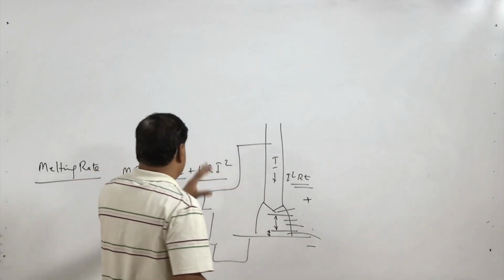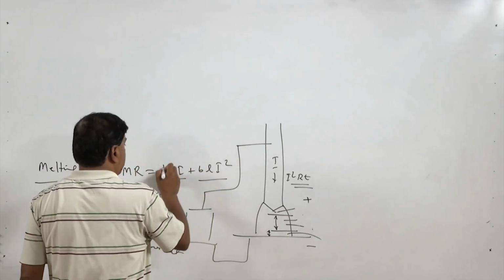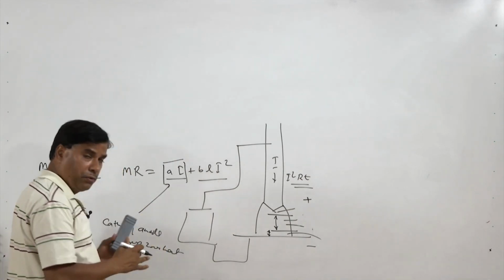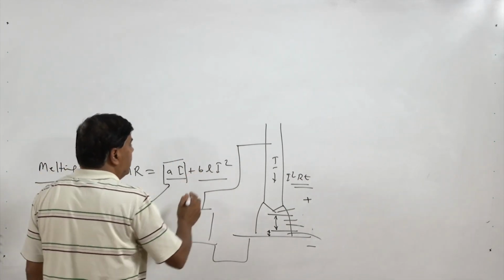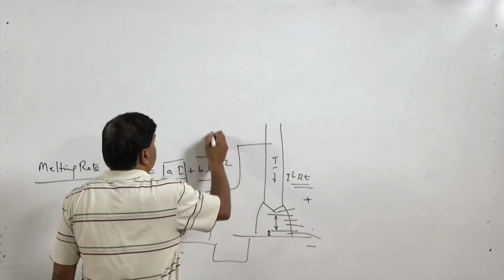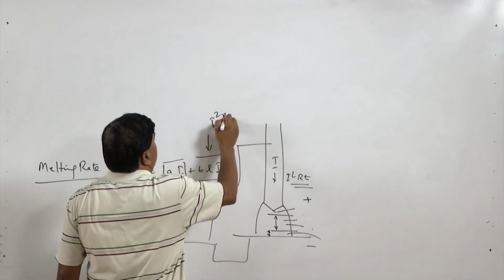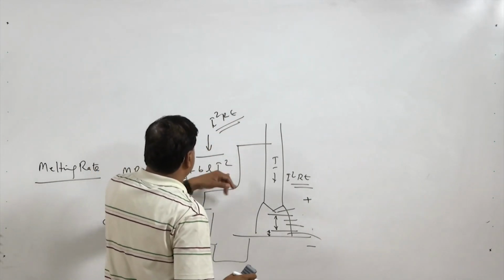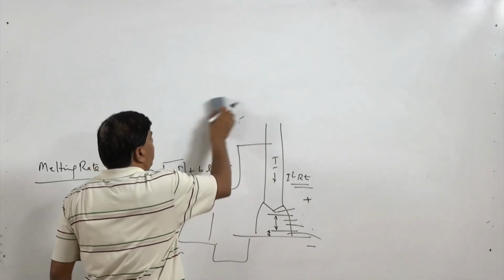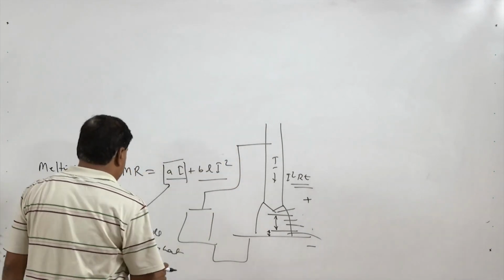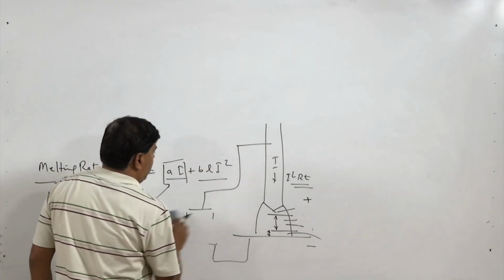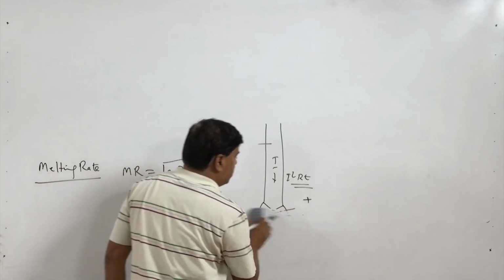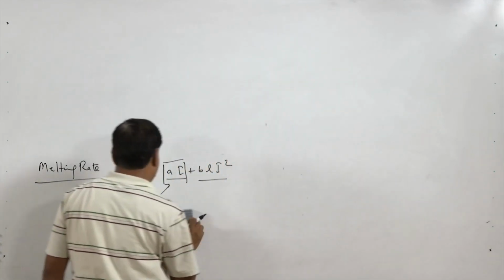These two factors are clubbed together. Here the first factor accounts for the melting rate due to the heat being generated in the anode or cathode drop zone, and the second is due to the electrical resistance heating, that is I square RT, which in simplified form is written as BLI square as an empirical equation. So, what are A, B, L and I, that is what we will try to talk about here.